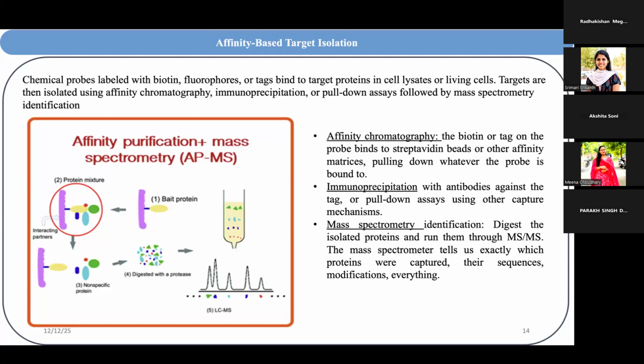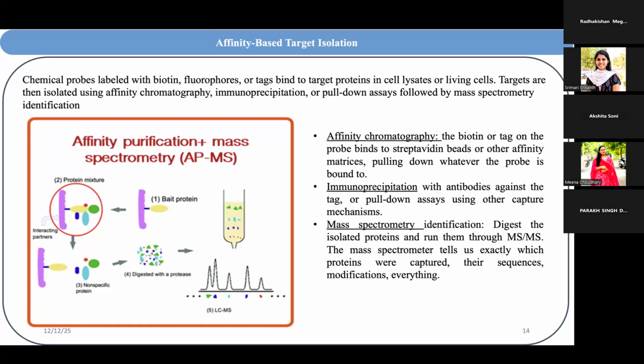So this is a very powerful approach because it is unbiased. We are not assuming we know the target. We are just asking the cell, by using the chemical probe, what does our molecule bind to?